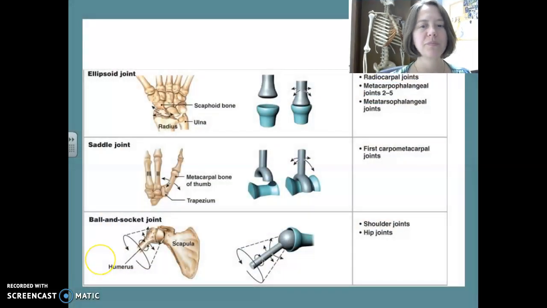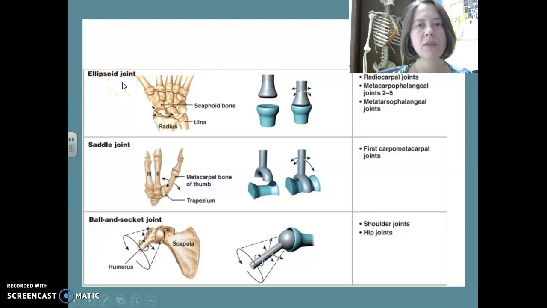We are talking about joints and joint disorders of the skeletal system. We previously talked about the three less movable types of synovial joints in the skeletal system. Now let's talk about the next three.